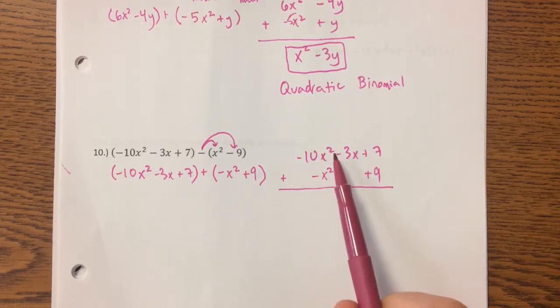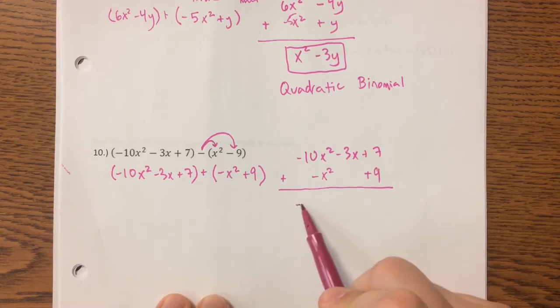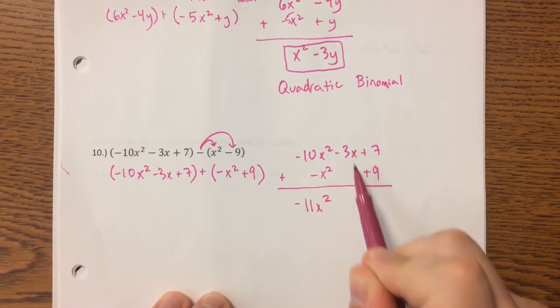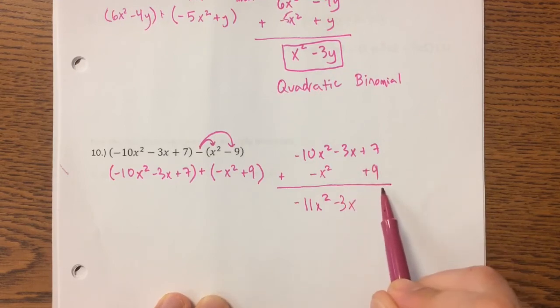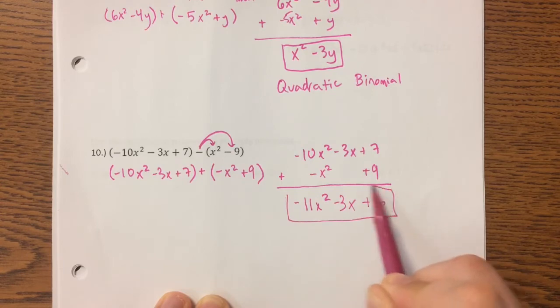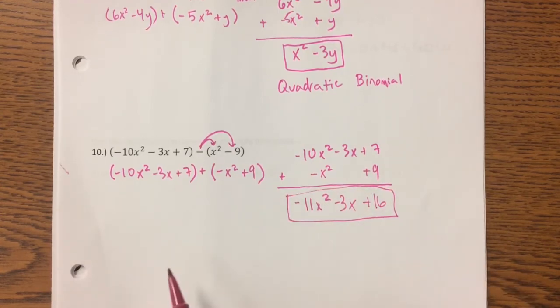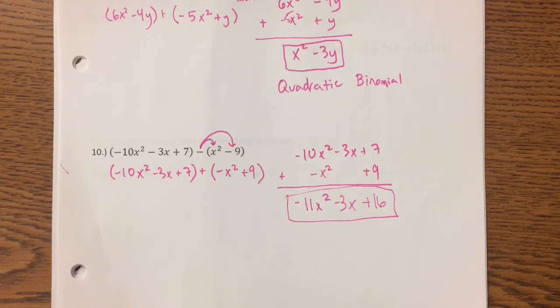So we got negative 10x squared plus another negative x squared. How many negative x squareds are we going to have? Yeah, so negative 11x squared. That minus 3x doesn't have anything to combine with. And then we have 7 plus 9, which is 16. The key thing I want to point out about that one is this: when you have a subtraction here, it's just to distribute that negative and then add. It's probably the easiest way to do it.